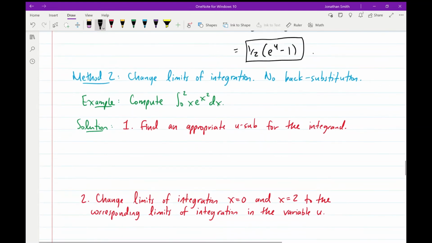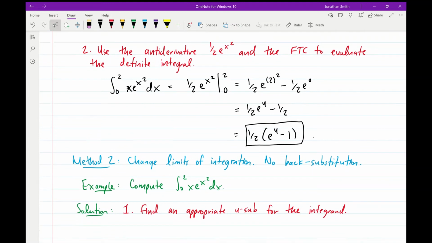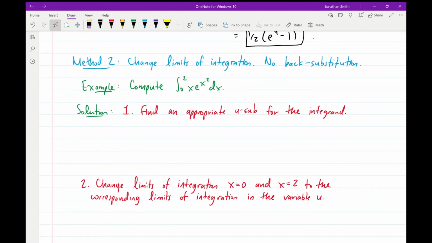So this second method, we're going to change the limits of integration while we're calculating. And in this method, there's no back substitution. So we're going to take those limits of integration from the original integral, in this case 0 and 2, and we're going to change them to respect our new variable u, and then we're never going to end up back substituting our expression in x back in for u.